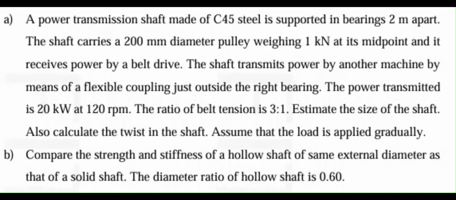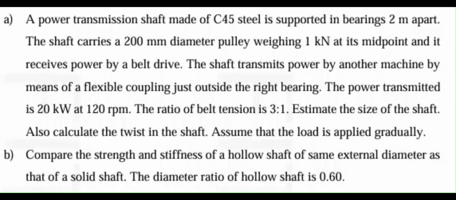The pulley has a belt, so there will be a slack end and a tight end, so there will be tension. The ratio of tension is 3:1. You have to determine the size of the shaft. Size of the shaft means you have to find the diameter of the shaft, and also you need to find the twist. That's all about the first part.